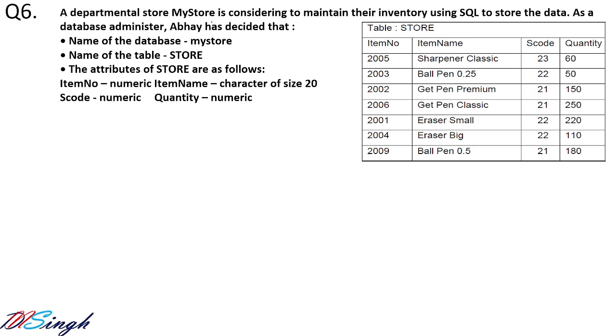A department store has a store table. It has 4 columns: item number, item name, S code, and quantity. And we have some values available here. Check out the item number. Is any repetition there?